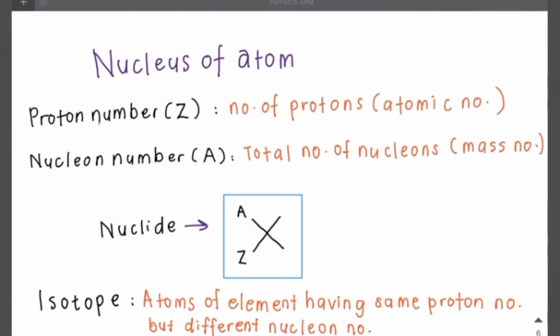In this subtopic, the questions often ask you to define what is the proton number, nuclear number, and isotope. Proton number is just the number of protons, or you call it atomic number, Z. Nuclear number is the total of nucleons, or mass number, A. And the nuclide symbol is X, the upper part is A and the bottom part is Z. And the isotope is atoms of an element having the same proton number but different nuclear number.